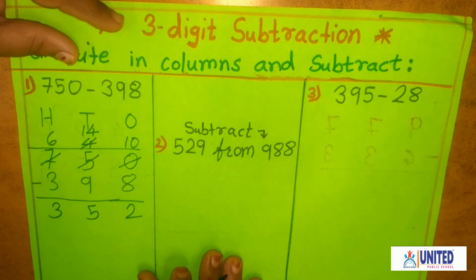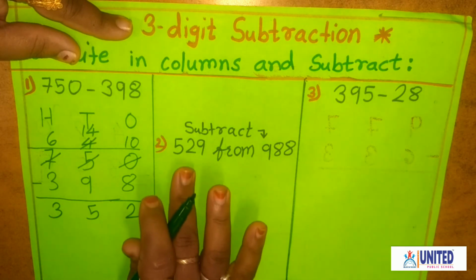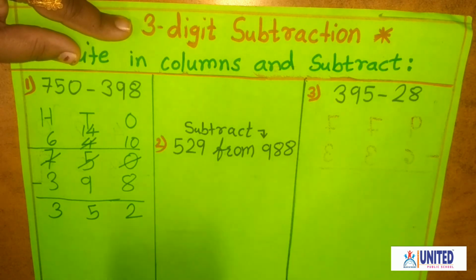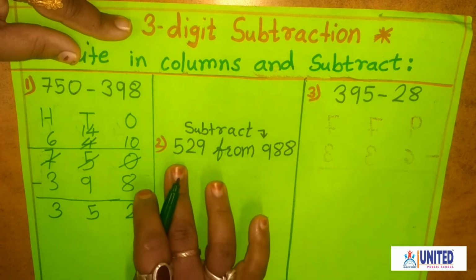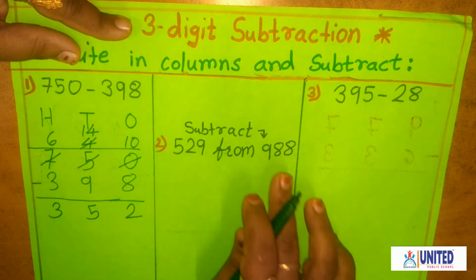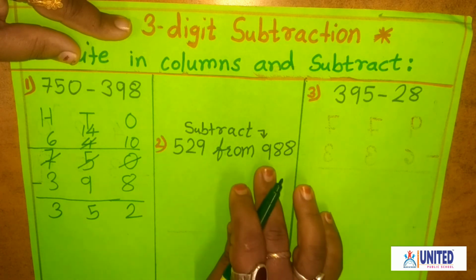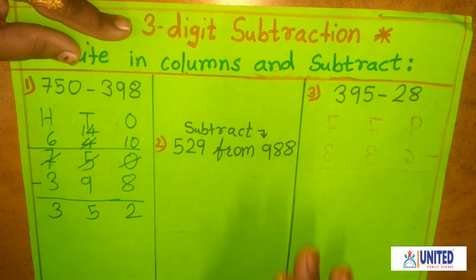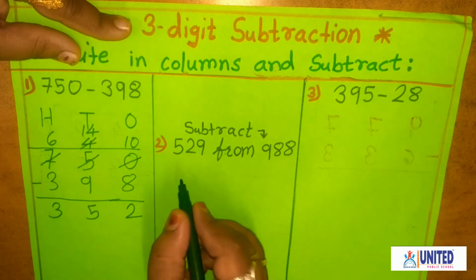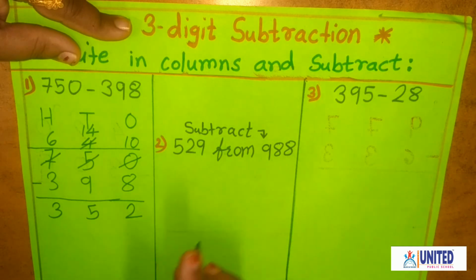Here some students, what do they do? Whatever number is given first, they write upstairs. Okay. But here you can see 529 is smaller than 988. That means your bigger number is what? 988. Okay. So whenever you write in columns, you have to write the bigger number first.